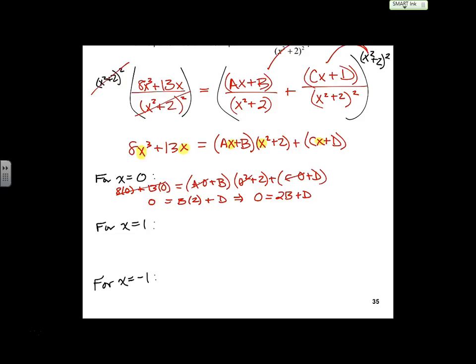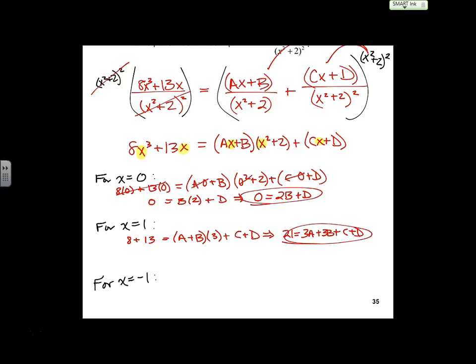For instance, we could plug in x equals 1 and see if that helps at all. We're going to end up, long story short, with 8 times 1 cubed plus 13 times 1, a times 1 plus b times 1 squared plus 2, which is 3, plus c times 1 plus d. And we end up with the expression 21 equals 3a plus 3b plus c plus d. Why is this looking really scary right about now?